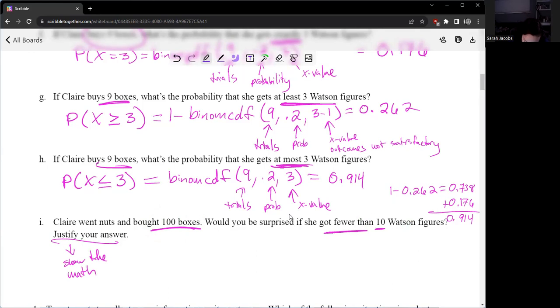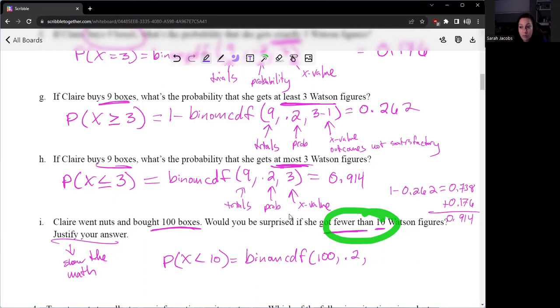So fewer is to the left. So the probability that X is less than 10, right? 10 is not included, so fewer than 10. And so this one is going to be a binomial CDF because fewer again implies a range. So we've got our cumulative density function. Okay. And the number of trials this time is 100. The probability is still 0.2, but this time fewer than 10.